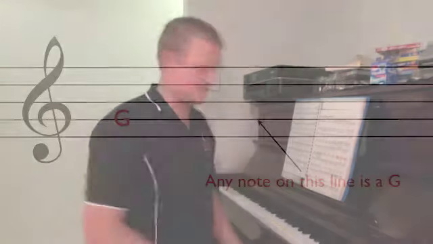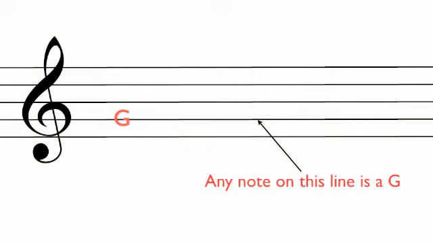On the way down, we're going backwards through the alphabet. So we go G, F, E, D, C, B, A.